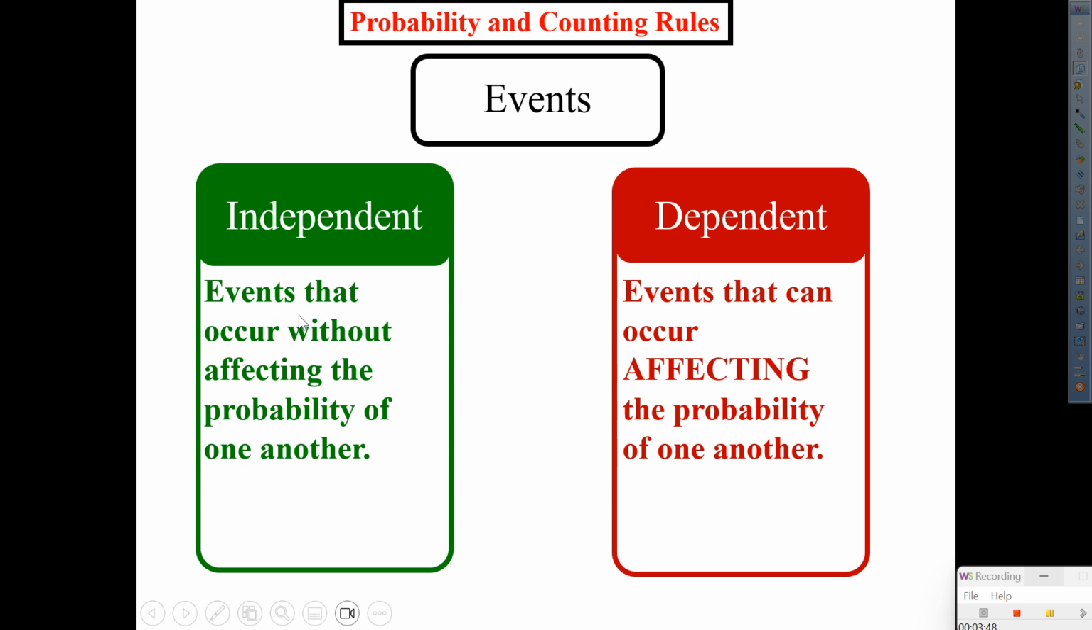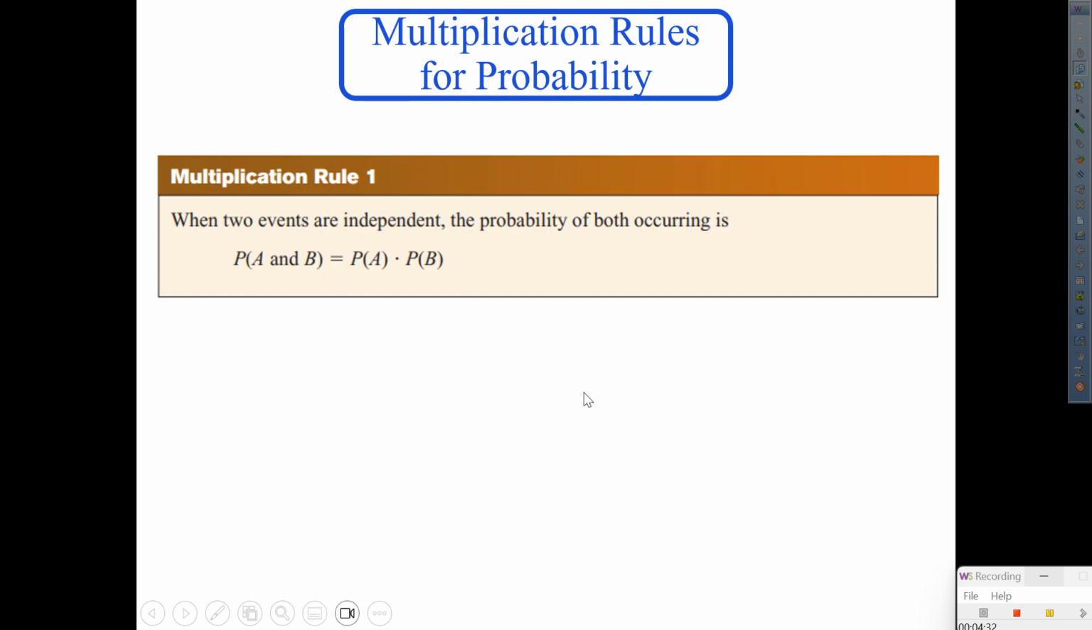So once again, independent events are events that occur without affecting the probability of one another, and dependent events occur affecting the probability of one another. So right now I'm going to focus on independent events. So copy this rule, please. Multiplication rule 1. When two events are independent, the probability of both occurring is P of A and B equals P of A times P of B. So write that down, please. And let me send that to your screen. There it is.